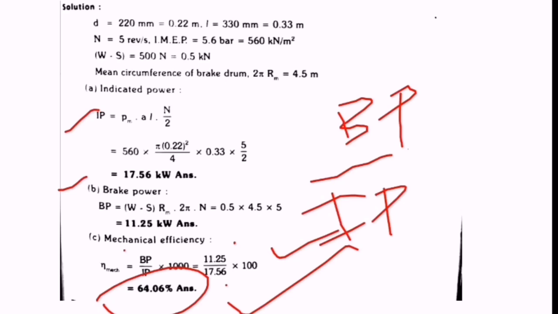So like that, understanding the question, writing the formula, writing the given data, converting the given data into required units. Because we need to convert mm into meters, and whatever mean effective pressure, bar into kilonewton per meter square. This kind of conversions are very, very important. So after doing all these things, we need to substitute the values in the required formulas, and we'll get the answers.